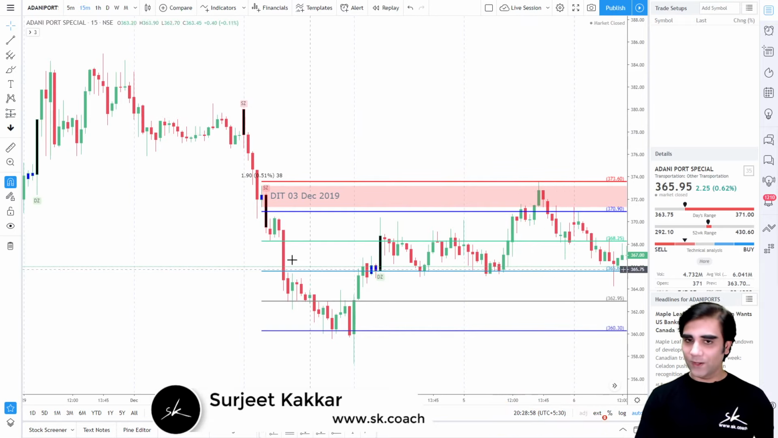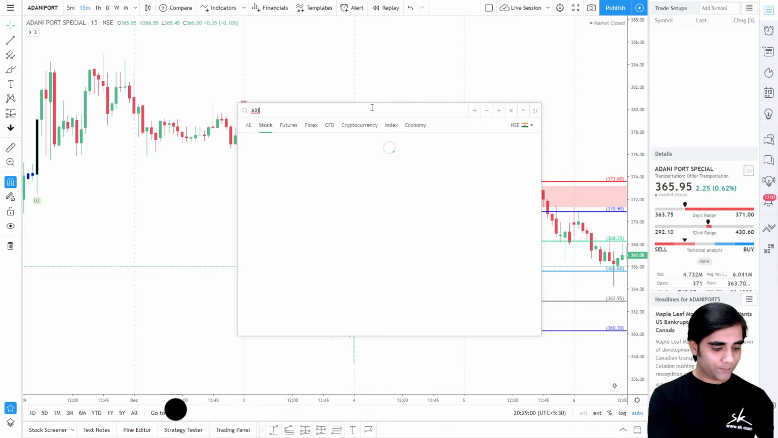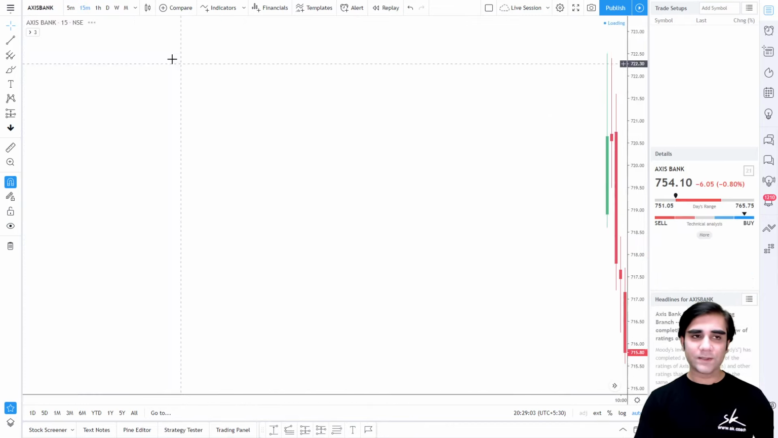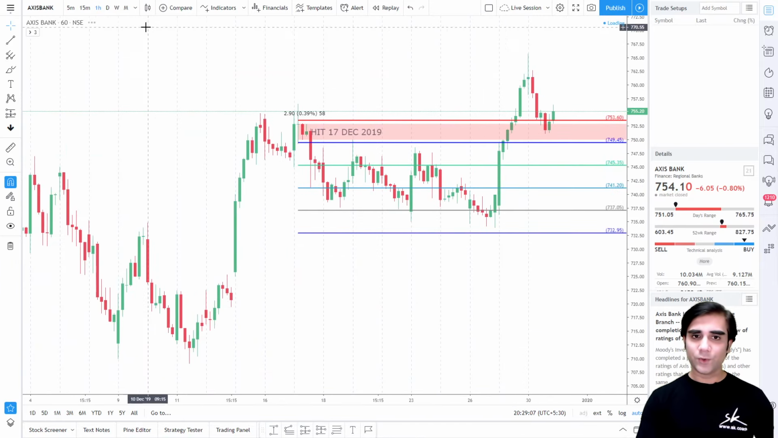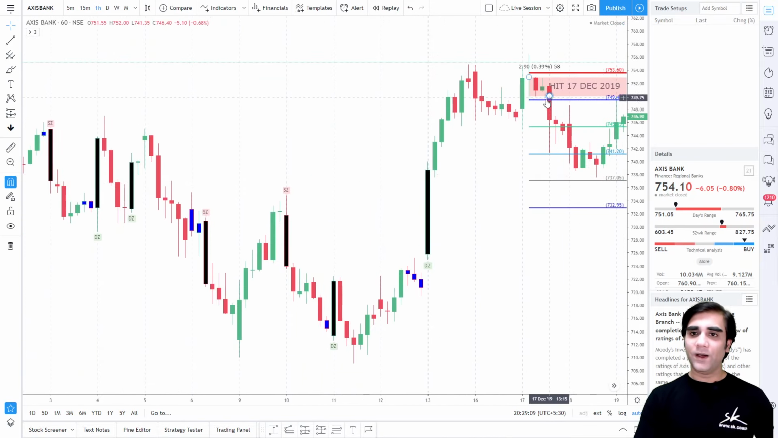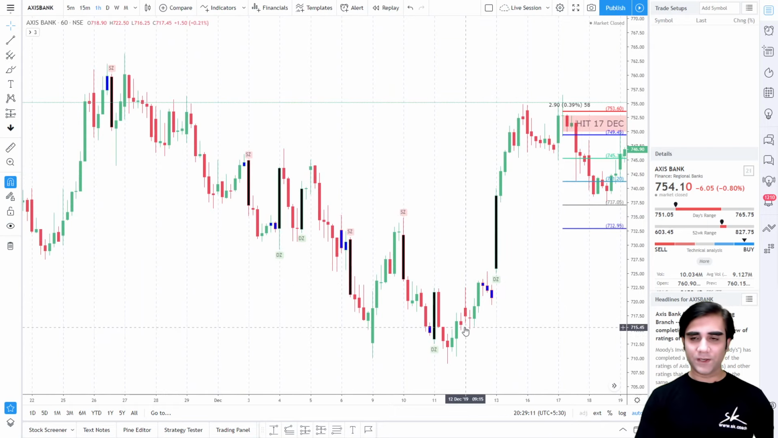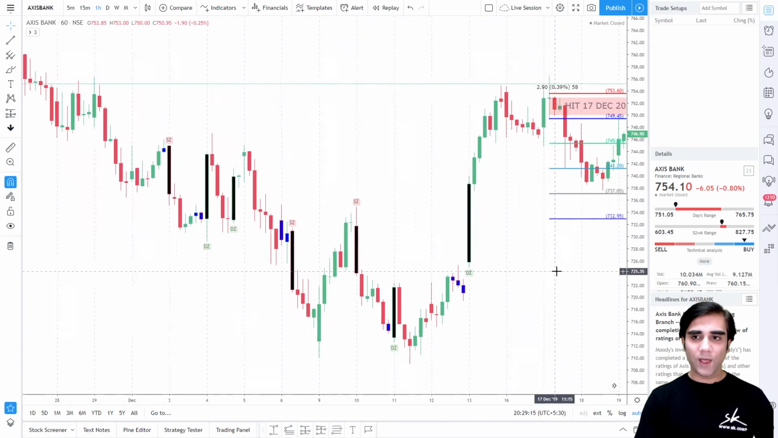Let me show you the other example, which is Axis Bank. If you look at Axis Bank, this was on the 60 minutes time frame. So here also you can see we had this area. Yes, it probably looks like a markup phase, but we still planned a short trade.